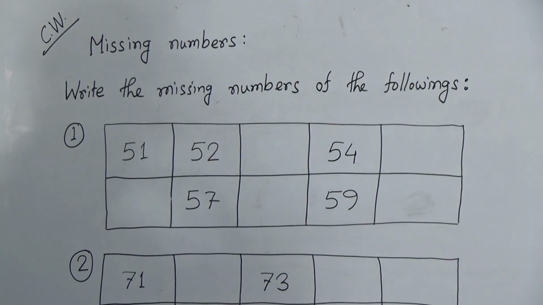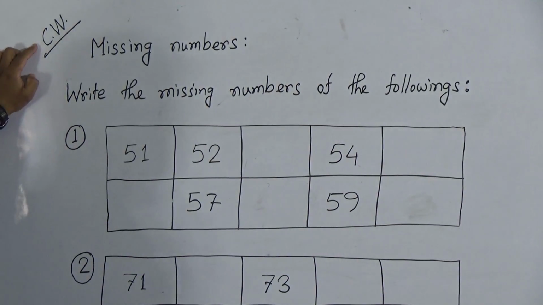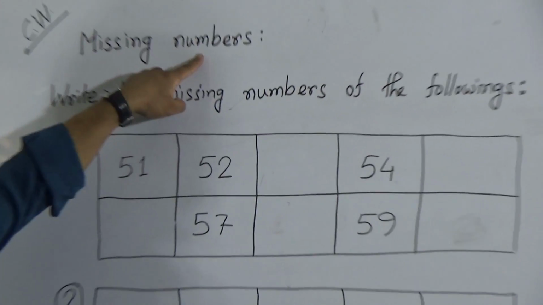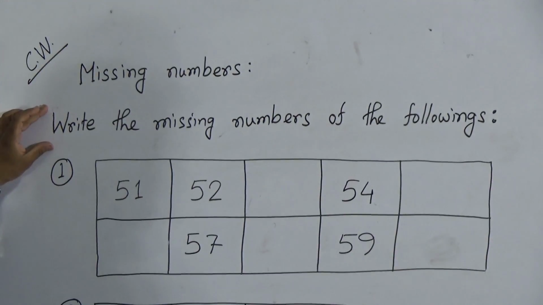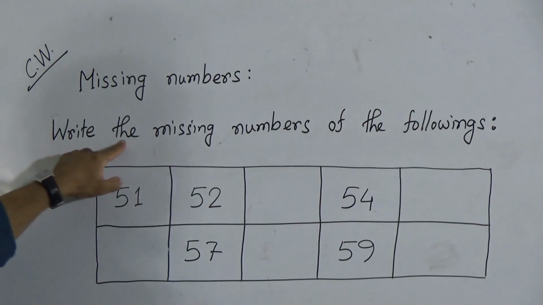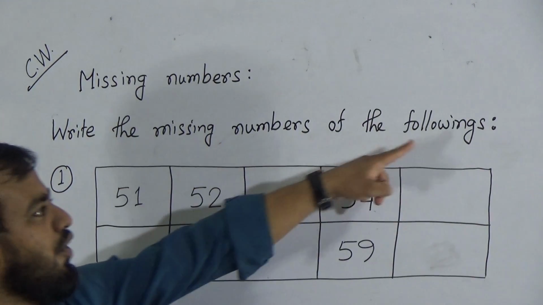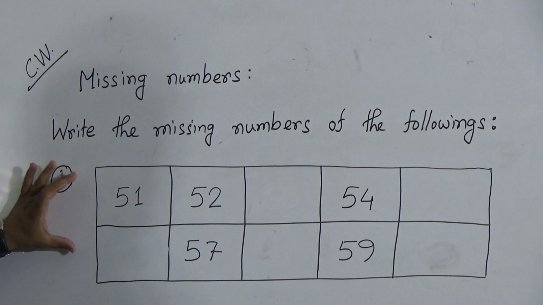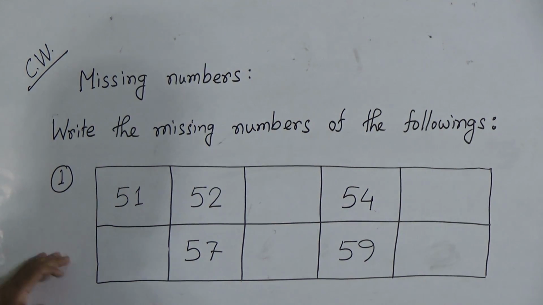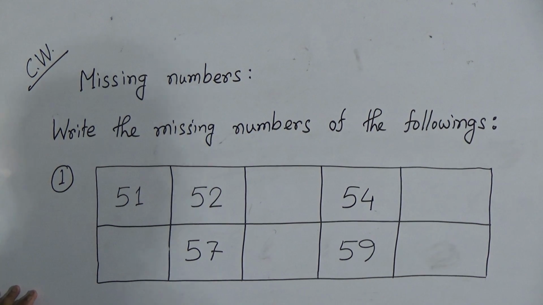My dear students, I have already written down the questions and the topic here. This is your CW class. Your topic is missing numbers. Okay, and there is the question. The question is: write the missing numbers of the followings. That means there are two questions, 1 and 2. In these two questions, some numbers are missing here. You should fill up only these number gaps.